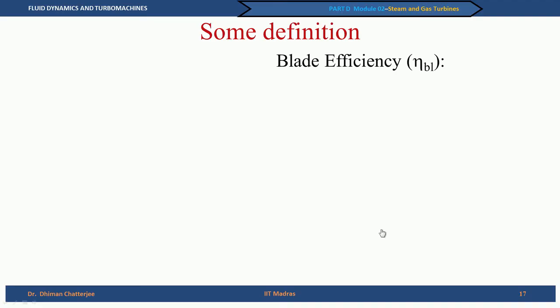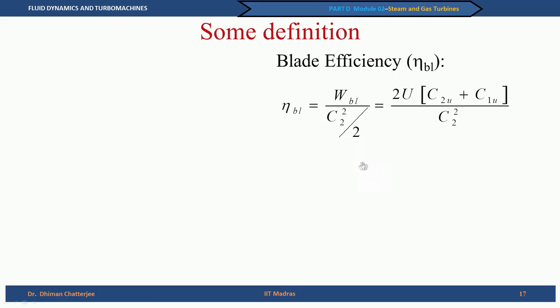So, some more definitions we need. We can talk about the blade efficiency eta BL as WBL by C 2 square by 2. What it is saying is how much specific work is obtained from the blade when the kinetic energy input is C 2 square by 2. That means how much of the kinetic energy is being converted into useful blade specific work, and this is exactly the same as what we have talked about in case of the Pelton turbine. Please keep the similarity between the Pelton turbine definitions and the steam turbine. Exact expressions will vary a little bit, but the philosophy is the same.